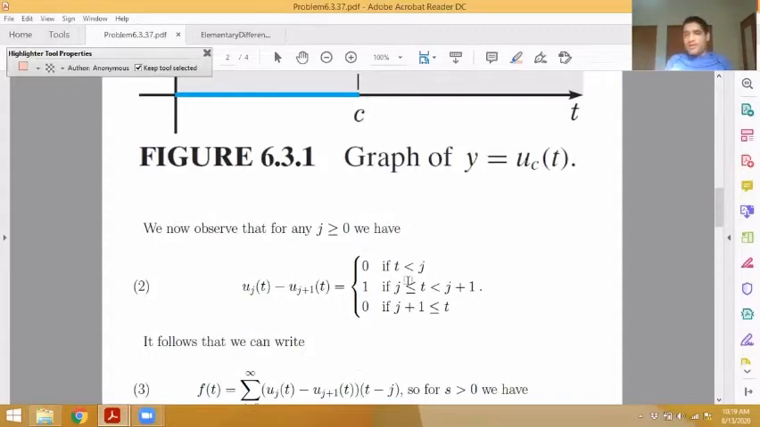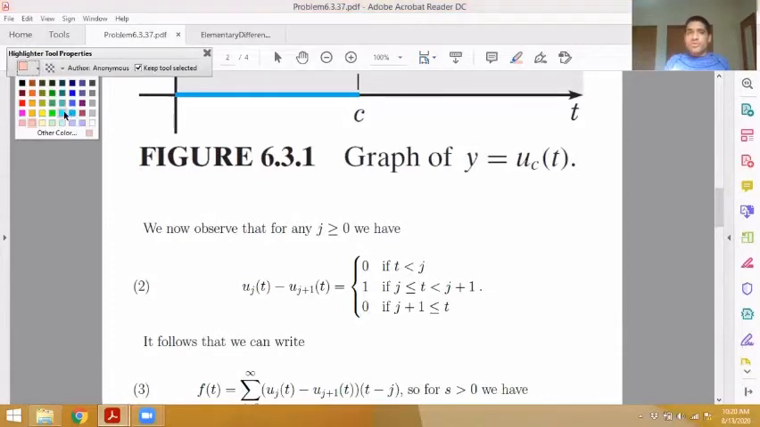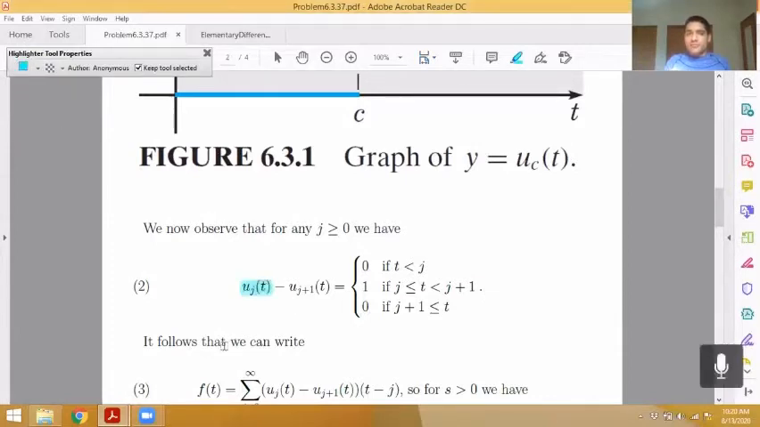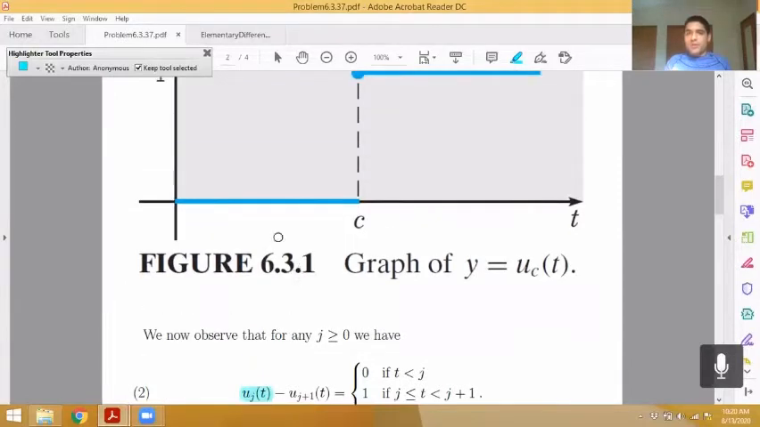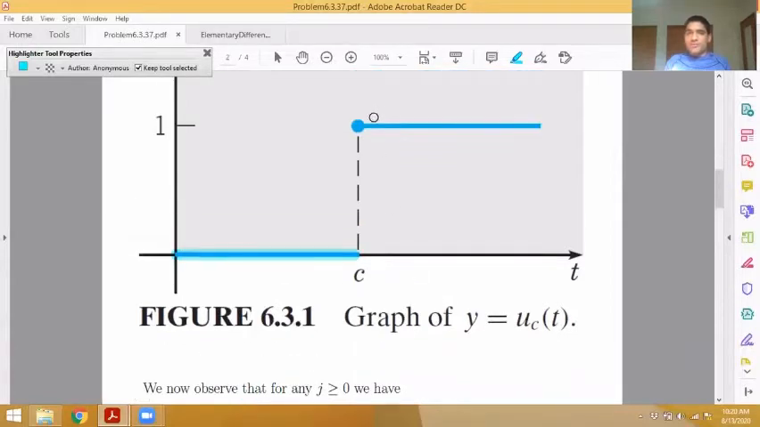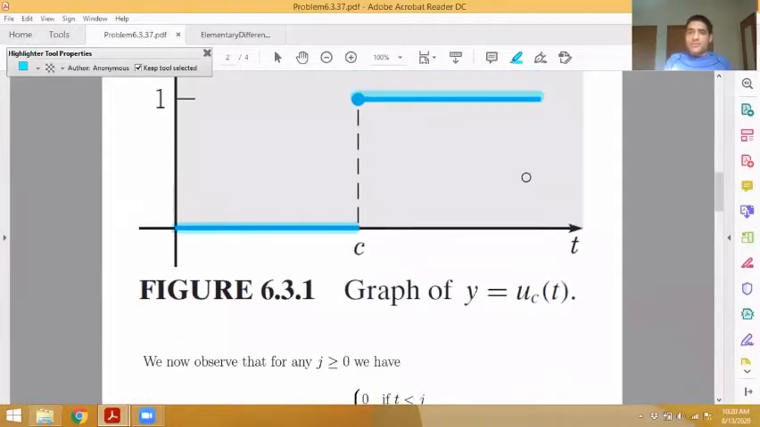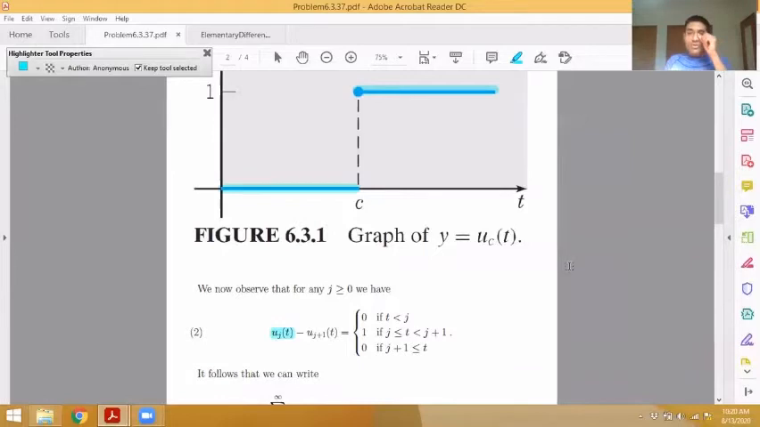What's going to happen is this difference of step functions will be 0 for anything smaller than j. It'll be 1 in between j and j plus 1. And then it'll be 0 after j plus 1. So to see that, we can correspond this u_j to what we already have, the u_c of t. So our u_j is like u_c.